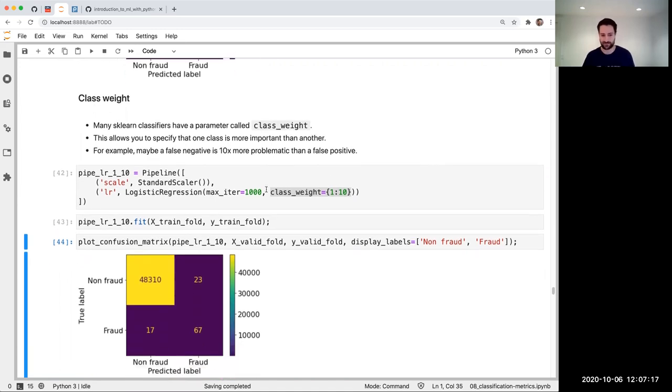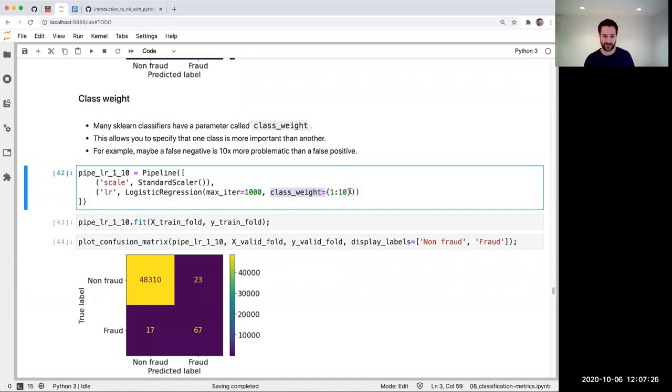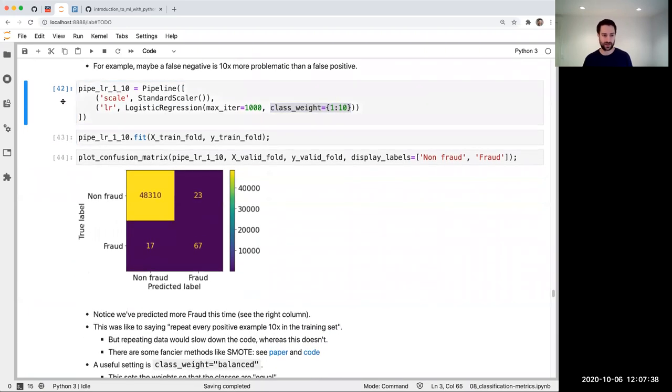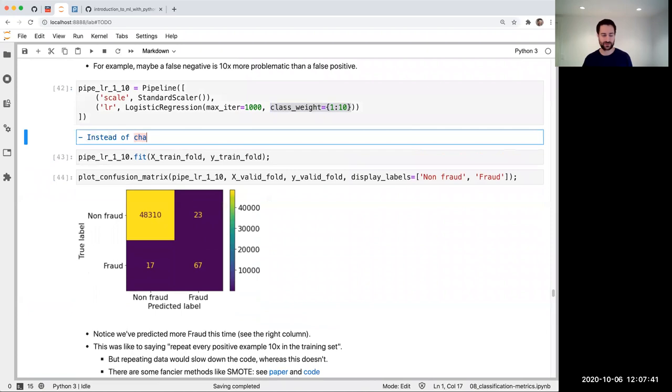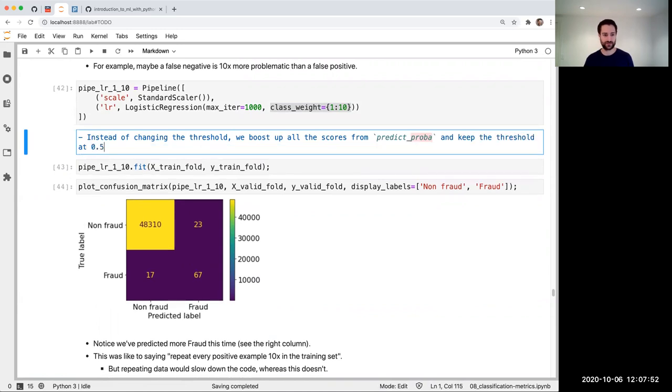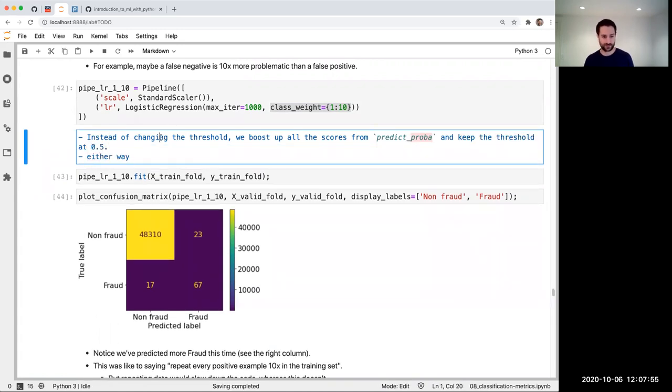So it's really the same as changing the threshold. It's just causing you to say more things are fraud than you were saying before. But again, just to reiterate, when you set class weight, it's actually changing the scores that come out of predict proba and keeping the threshold at 0.5. So let me write that down. Instead of changing the threshold, we boost up all the scores from predict proba and keep the threshold at 0.5.